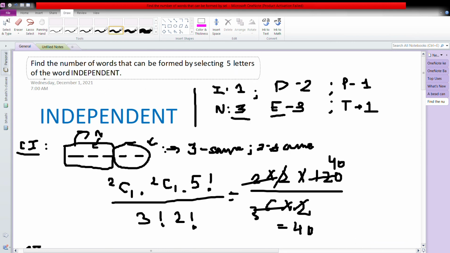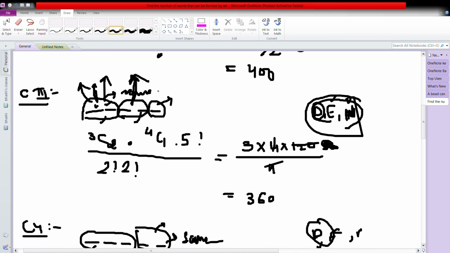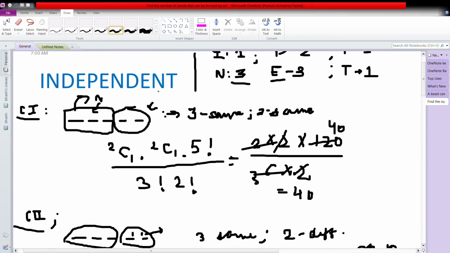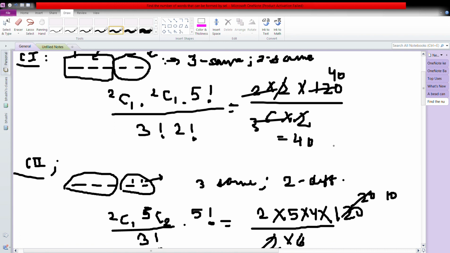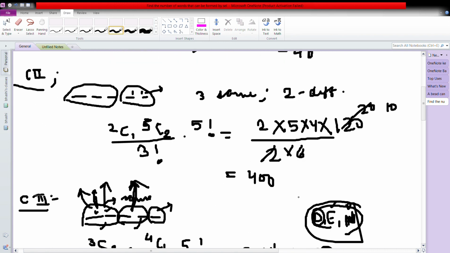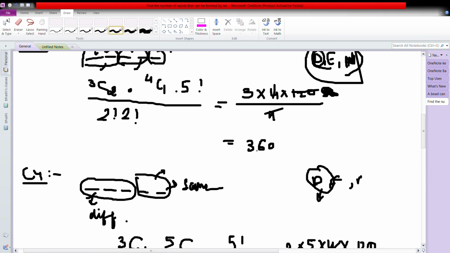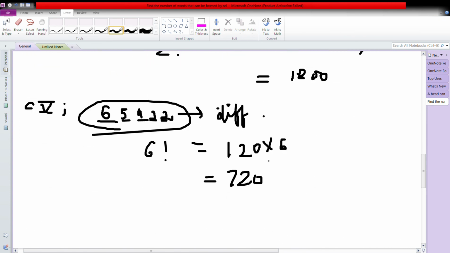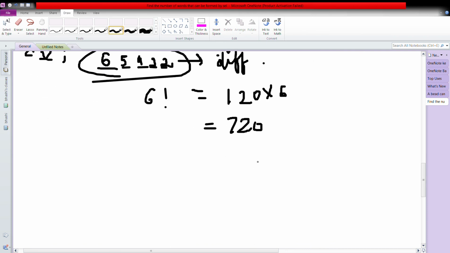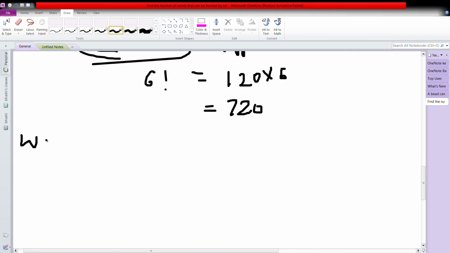Let us see if any other case also exists. I don't think any other case exists, but if you do, please let me know in the comment section. Okay, so we are done with all our cases. For me, I suppose all cases are done. For the first case we have got 40 words, for the second case 400 words, for the third case 360 words, for the fourth case 1800 words, and for the fifth case 720 words. So let us just sum the total number of words.